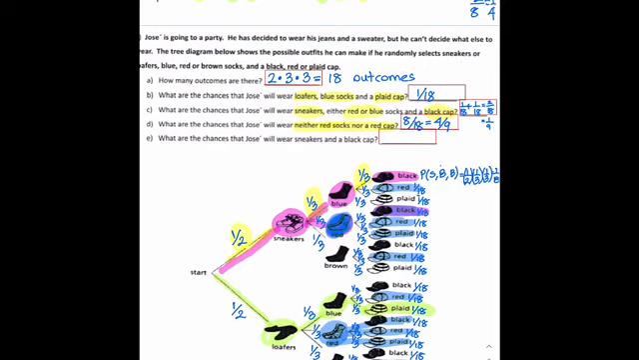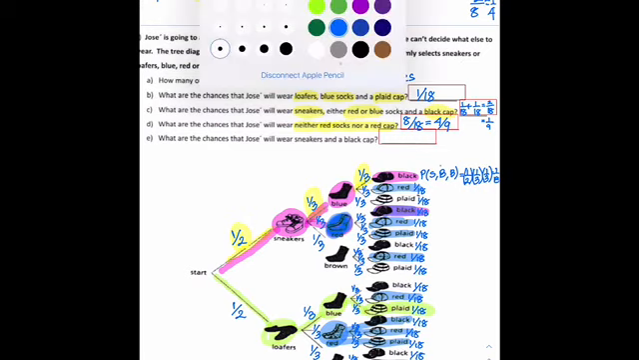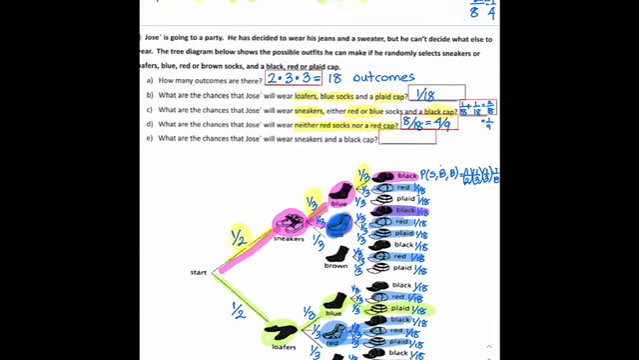And the last question I will be going over with you guys is letter E. What are the chances that Jose will wear sneakers and a black cap? So we're looking for sneakers and a black cap. Let's choose our highlight. This time I want to go with brown. So we're going to look for sneakers, which is right here. And let me highlight also this one to make sure that we see. So we're looking for sneakers and black cap. That's what we are looking for.